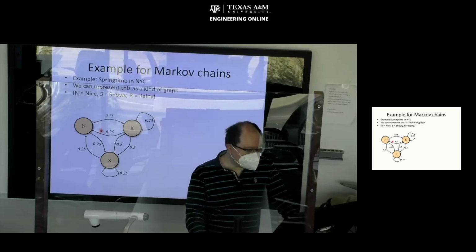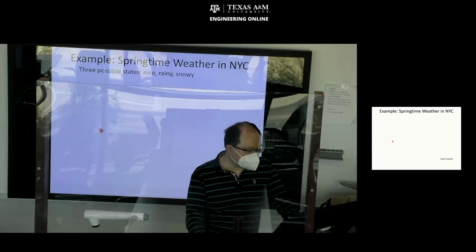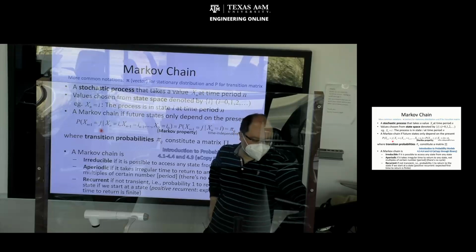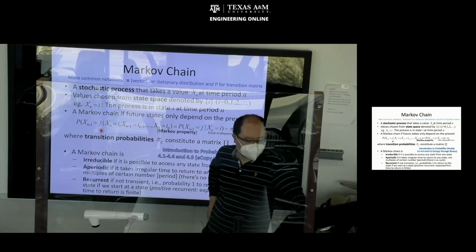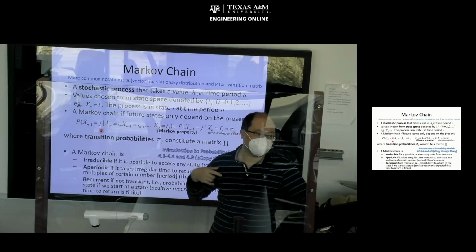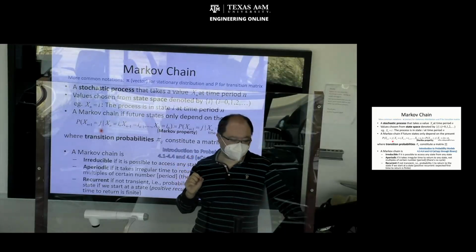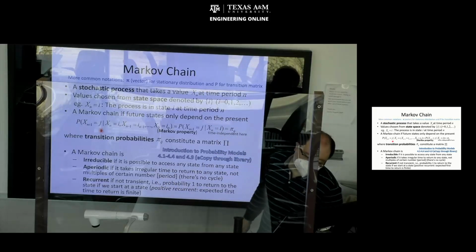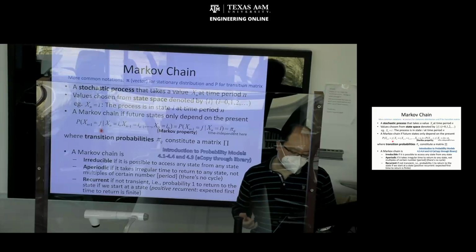Okay, so much for the concept, and we need to talk a little bit more about the Markov chain, okay? So there are different kinds of Markov chains. I want you to be aware of these 3 concepts: irreducible, aperiodic, and recurrent, okay? So a Markov chain is irreducible if it is possible to access any state from any state, okay? So in other words, starting from any node on that graph, you can reach any other node. So that's irreducible.